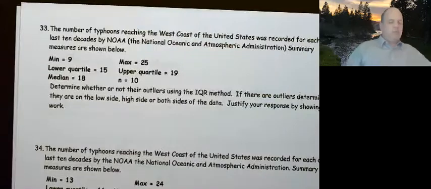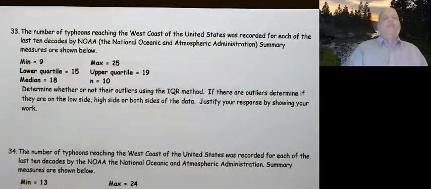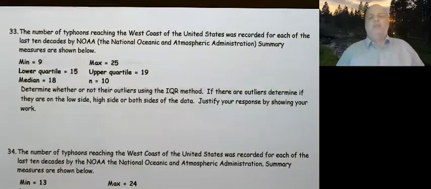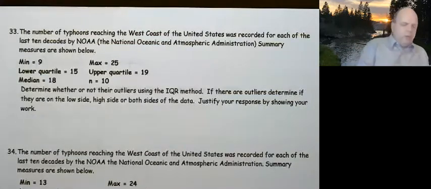All right, now the focus on outliers. And this may be a little more challenging, but I believe we can do all this. The number of typhoons reaching the west coast of the United States was recorded for each of the last 10 decades. Summary measures are shown below. Determine whether or not there are outliers using the IQR method.